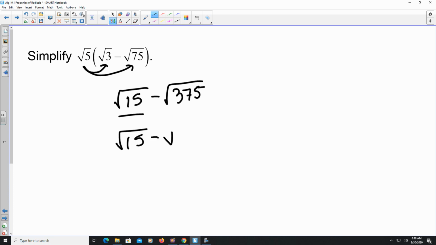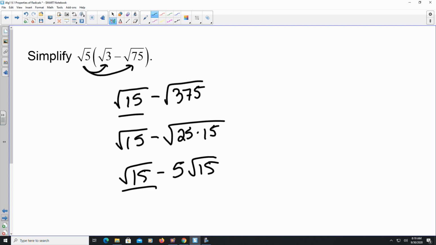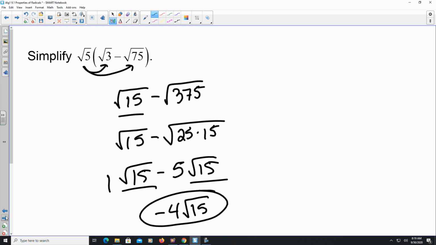But this, I can probably break this up. Oh, I can break this up as 25 times 15. So now I get square root of 15 minus 5 times square root of 15. Now, if you notice, I have the exact same values inside the square root. On the outside is like a 1, and 1 minus 5 is negative 4. So negative 4 times square root of 15 is my result.